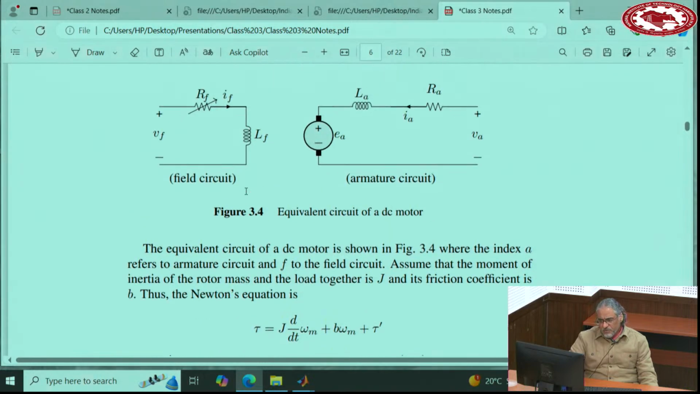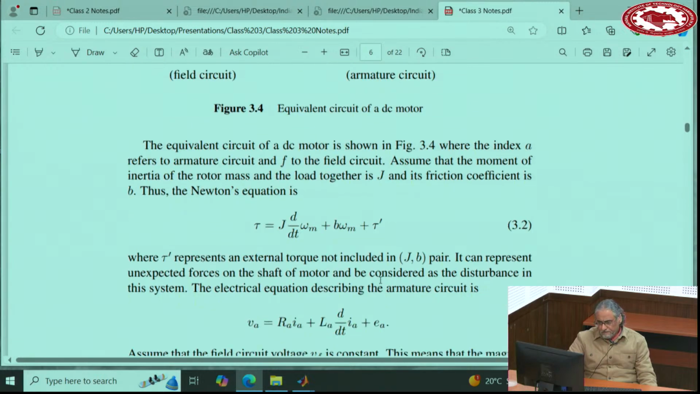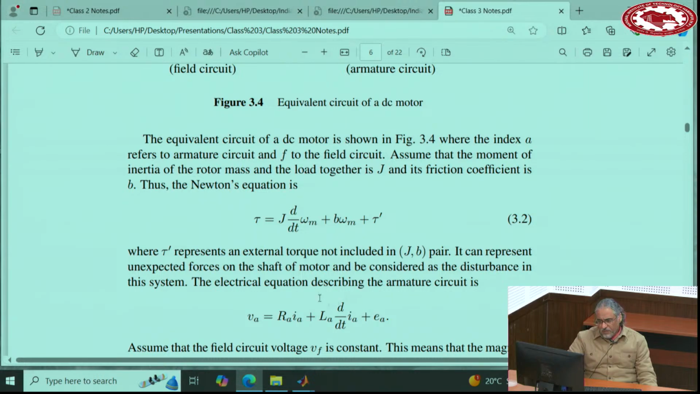The equations of this circuit: this is an electromechanical system, so it has a mechanical equation and it also has an electrical equation, and these two equations are connected together. This is the mechanical equation that shows the torque that the machine generates should balance the torque on the shaft of the machine, this tau prime, and the friction, and also the inertia. This is the inertia of the rotor, this is the friction, and this is the rotor torque. The mechanical equation is this one.